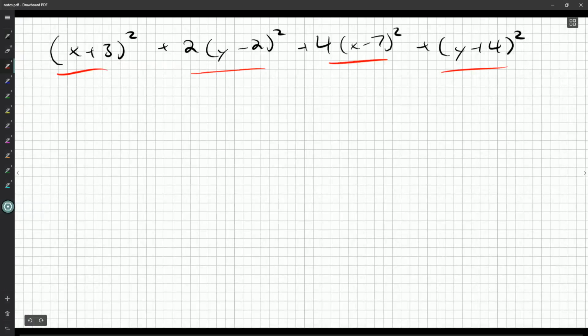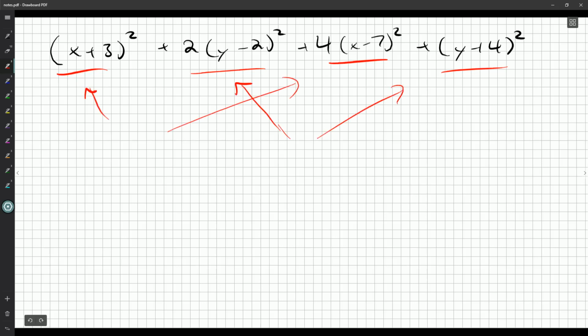There's no xy terms together or anything like that. So the choice of x is irrelevant, is independent of the choice of y. So if I can minimize this part of the expression with a choice of x, and then this part of the expression with a choice of y, we should have the minimum expression overall. So we could just look at the x's and y's separately.